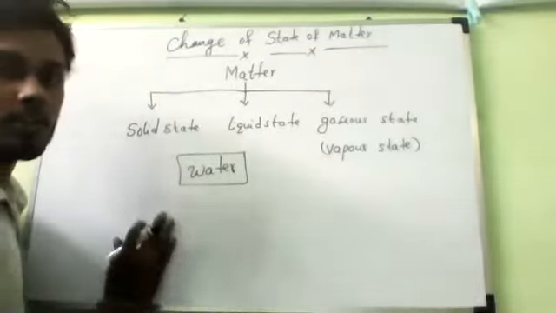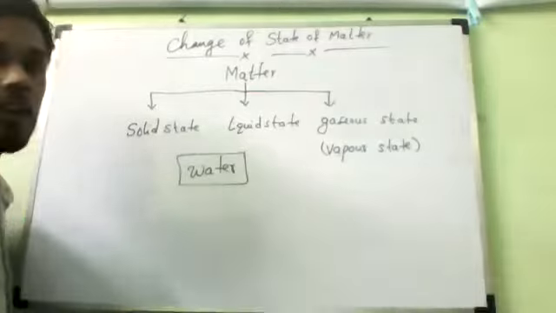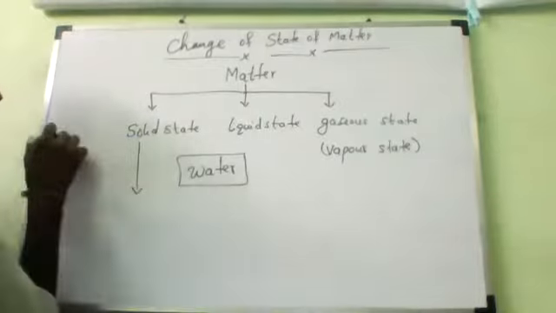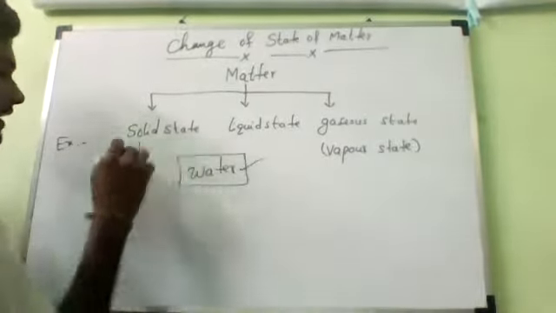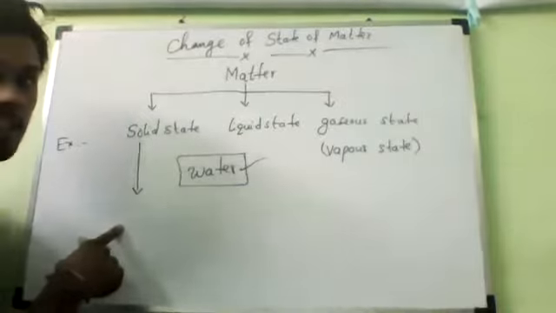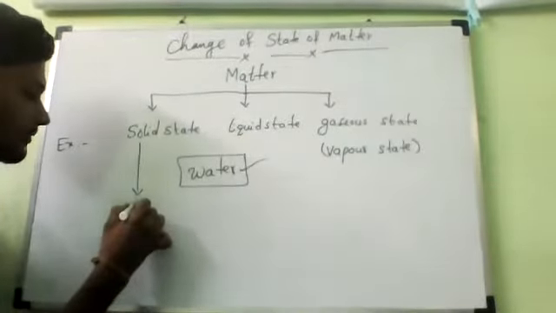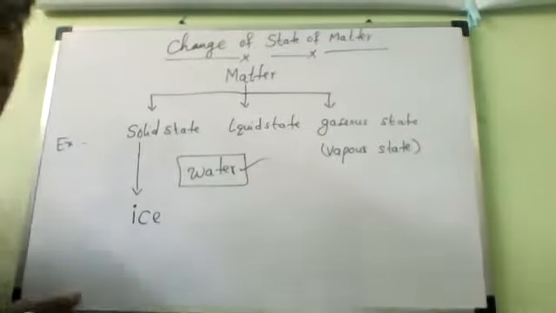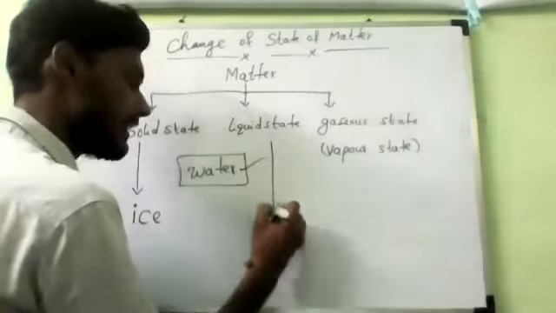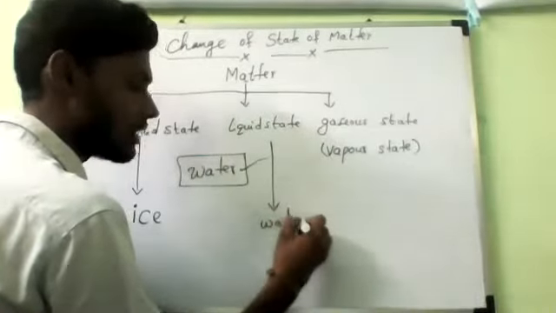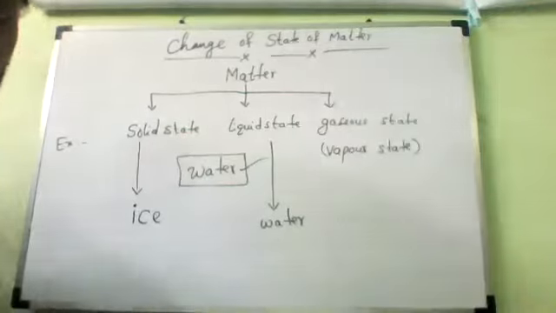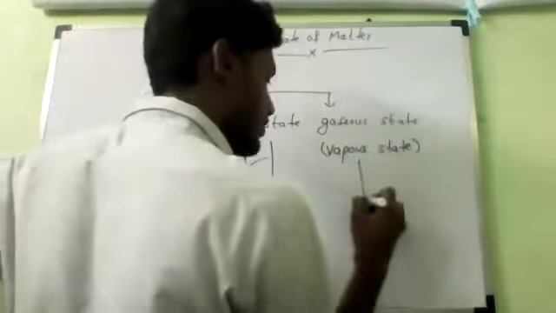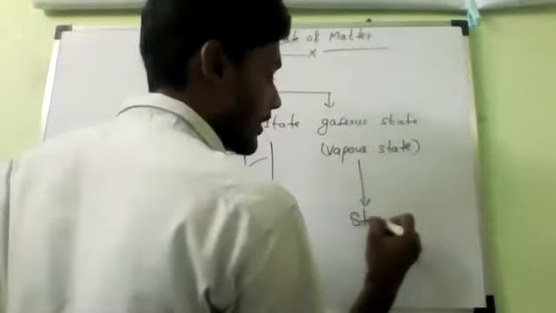So if you take water, it exists as a solid in the form of ice. As a liquid, we call it water only. When it is in the liquid state, we call it water. As a gas, we call it steam, also water vapor. Have you heard the word steam? We can also call it water vapor.